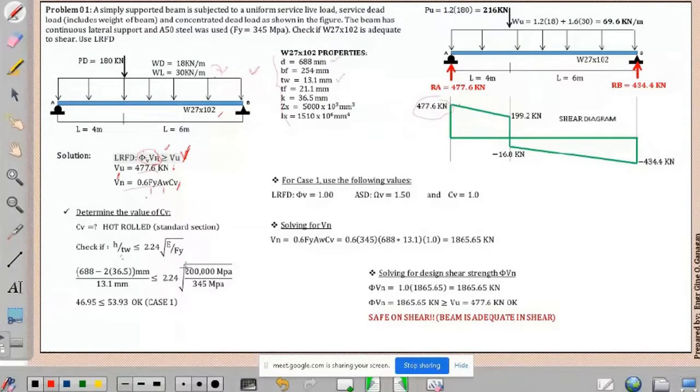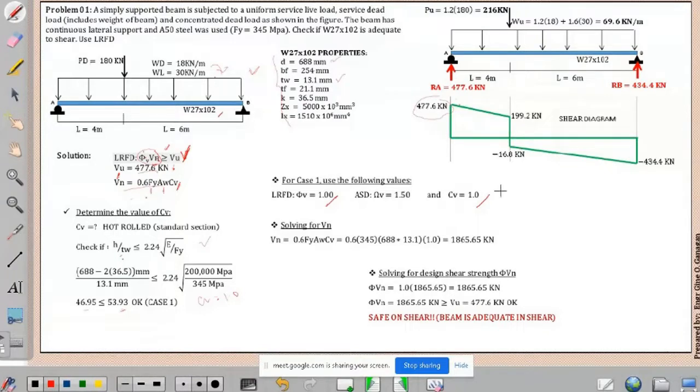So once we satisfy the condition in case 1, our CV is 1.0. In this case, we satisfied case 1, where our width thickness ratio is less than 53.93. Right? So we satisfied case 1. So for case 1, we will use phi equal to 1.0, and we will use CV equal to 1.0.